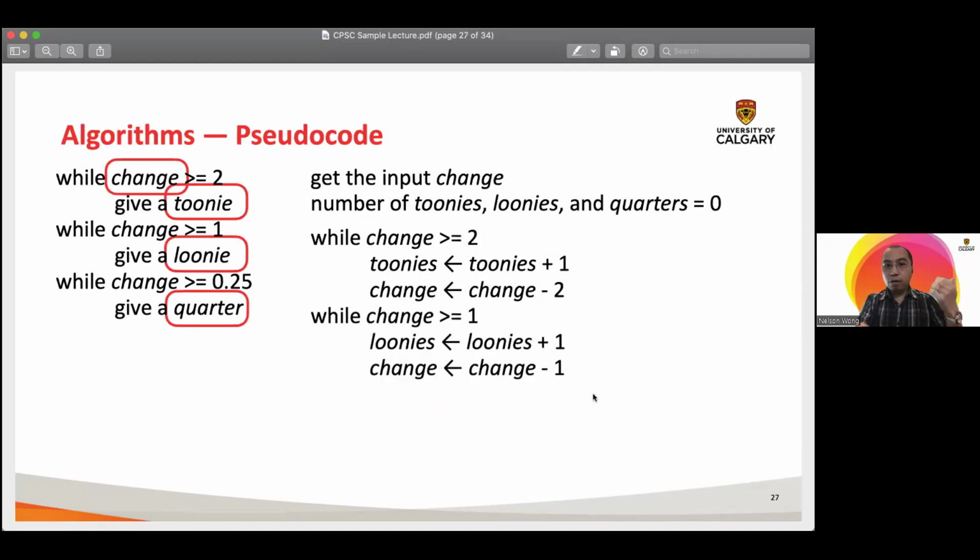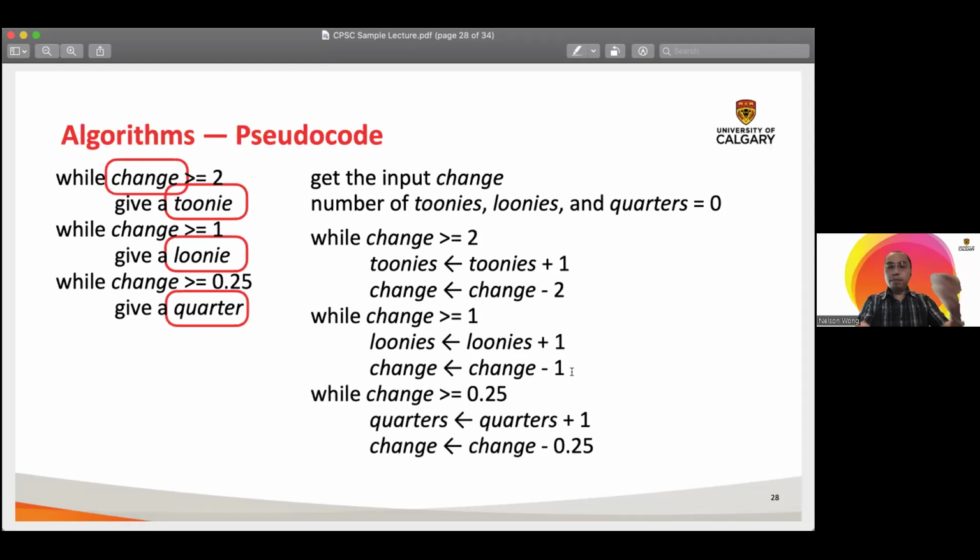So we do the same thing for loonies, okay? And we keep track of loonies, but make sure that the change is greater than or equal to 1. And we decrement change by 1, not 2, because a loonie is $1. All right. And we keep on doing this until the change is less than $1. Then we get to quarters. Okay. And again, we keep track of the number of quarters we need to give back. And we decrease the value of change by 0.25. All right. And we keep on doing this until it is done.